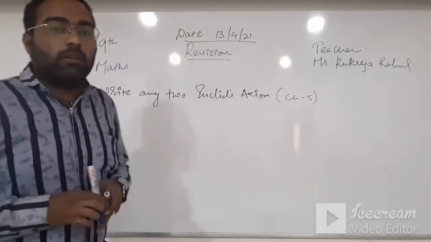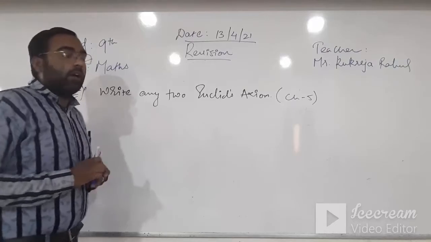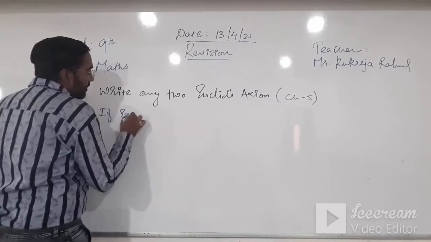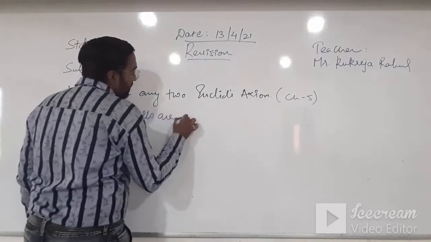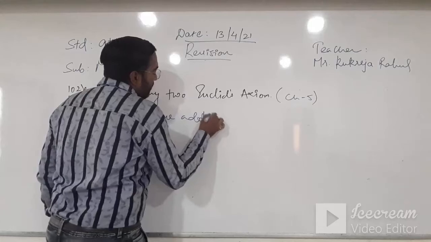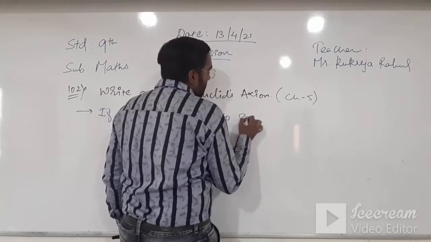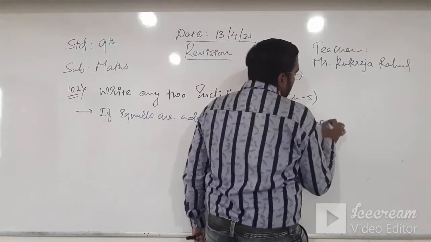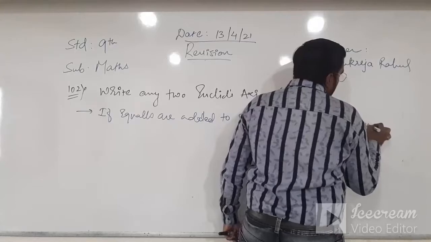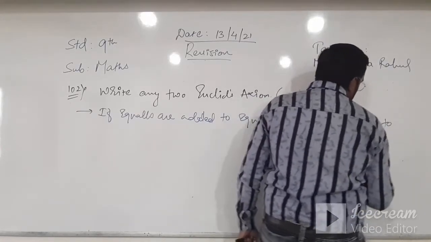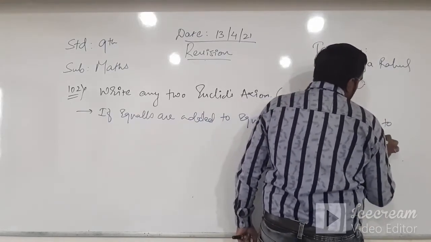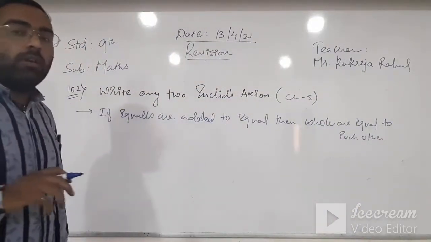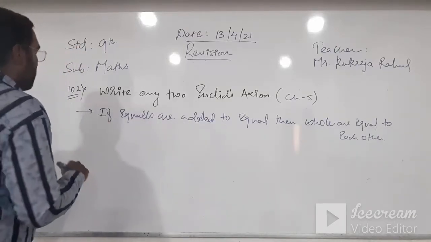And these are the Euclid's axioms. If equals are added to equals, then the wholes are equal to each other. Clear? This is the Euclid's axiom. If equals are added to equals, then the wholes are equal to each other.